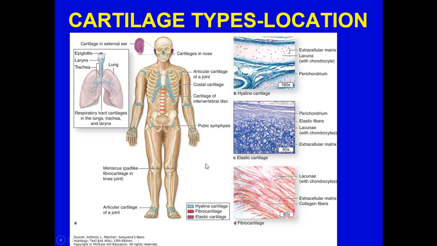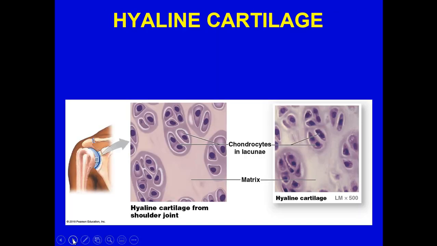Okay. Now we've gone through all these different cartilage types. Let's start moving through into just some individual points here. Here is a microscopic image of what you would see for hyaline cartilage. This is a light microscopy, magnification 500.